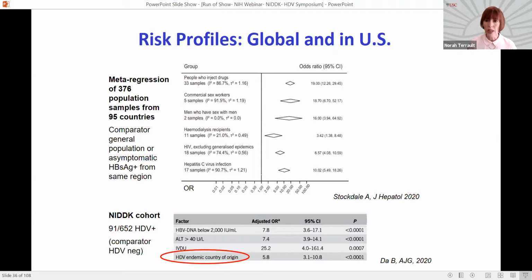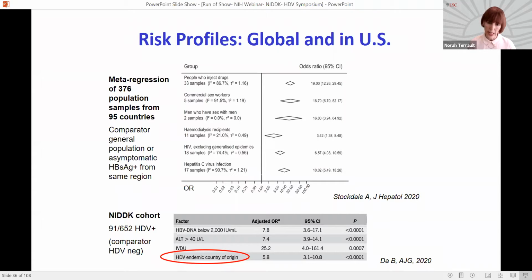And then very importantly, these viruses tend to move together. So HIV and HCV are also viruses that are typically transmitted through these risk behaviors. So it's not infrequent that we see patients who might have triple infections with HBV, HCV, and Delta and/or HIV. And then shown at the bottom is a US cohort here, the NIDDK, 91 patients who were Delta positive.